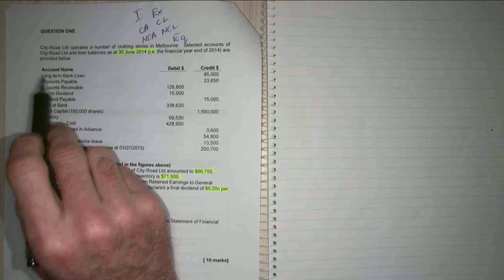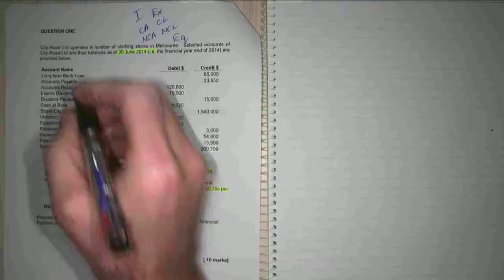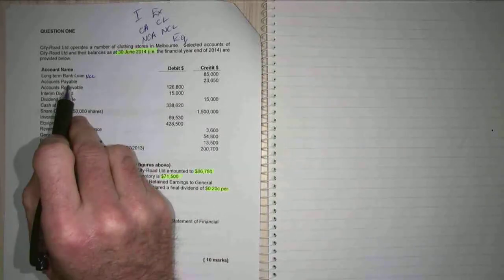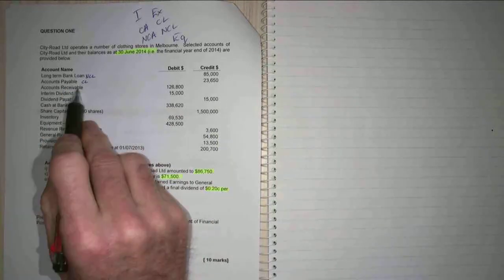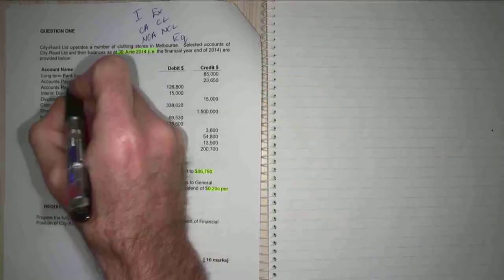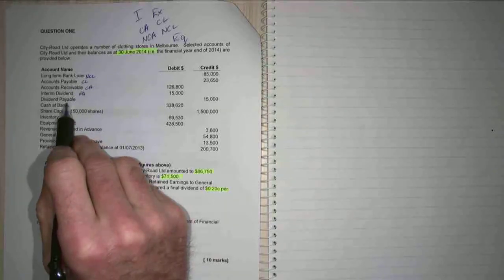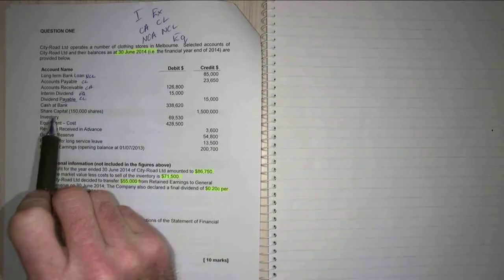So let's go down, and what do I normally classify my long-term bank loan as? Non-current liability. What about accounts payable? Yep, current liability. Accounts receivable? Current assets. Interim dividends. Equity, yep. And a dividend reduces equity, so therefore you've got your debit balance. What about a dividend payable? No, not quite equity. The key word here is payable, and that'll be a current liability. Cash at bank.